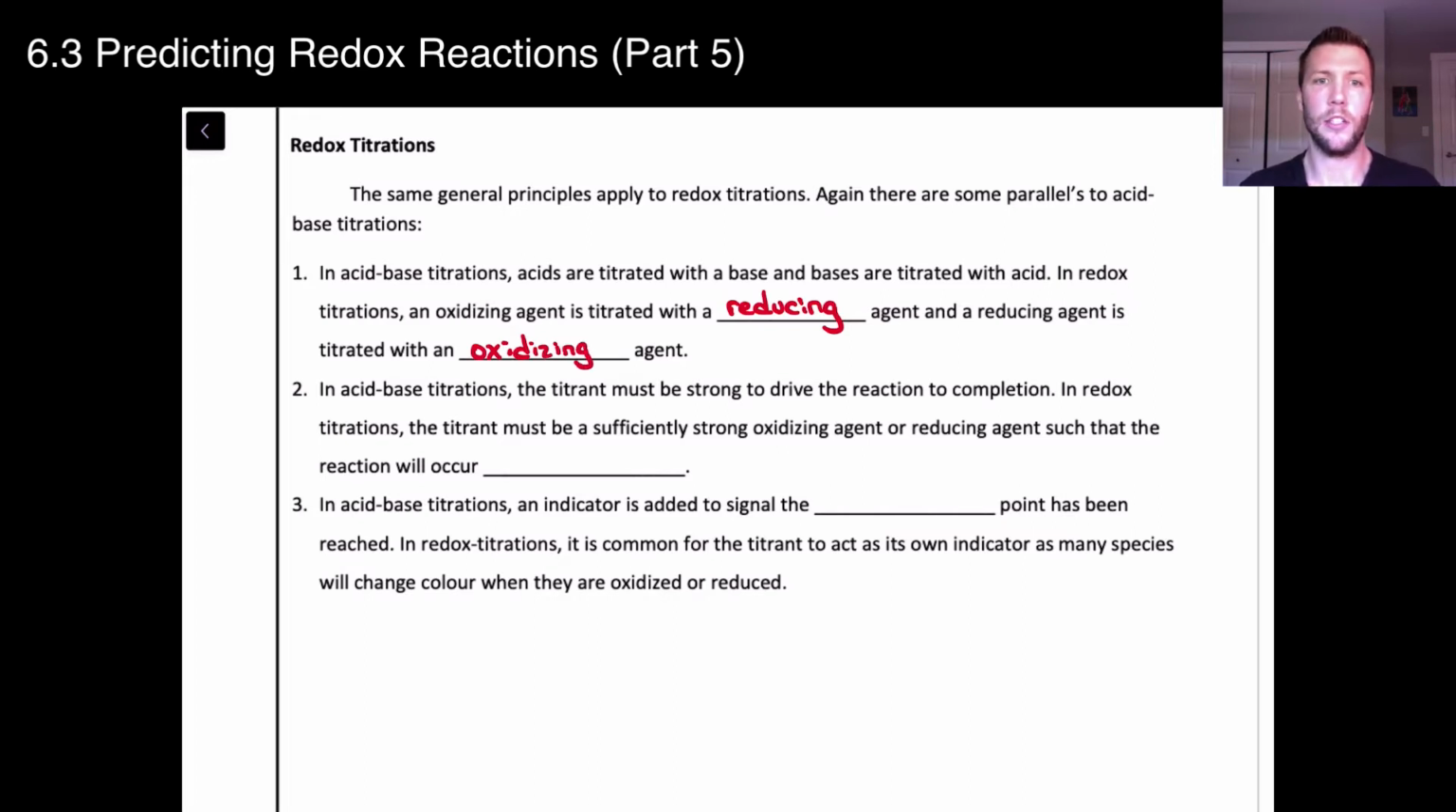In acid-base titrations, the titrant must be strong to drive the reaction to completion. In redox titrations, the titrant must be a sufficiently strong oxidizing agent or reducing agent, depending on the situation, such that the reaction will occur spontaneously. Finally, in acid-base titrations, an indicator is added to signal when the equivalence point has been reached. In redox titrations, it's common that the titrant itself acts as its own indicator, since many species will actually change color when they get oxidized or reduced.